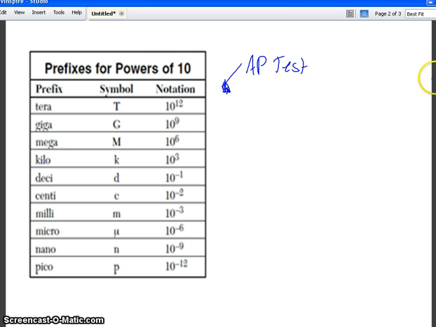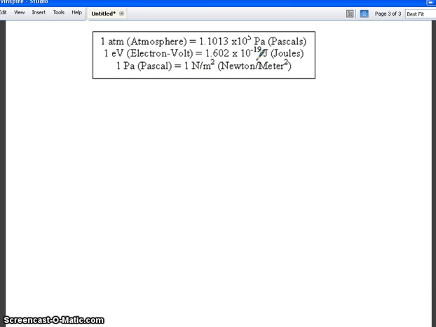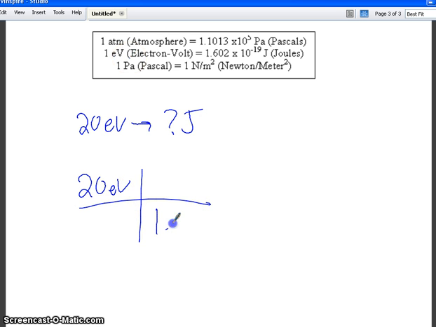You will have a list of these as well. One more thing, you're also going to have other random conversions, like an electron volt is equal to that many joules. It's the same thing. So let's say I have 20 electron volts. How many joules? Well, I put 20 electron volts here, and I put 1 electron volt on the bottom so I can cancel those out, and on top it's going to be 1.602 times 10 to the negative 19th joules. I don't have any cool little ways to do this easily for you. Basically, pull out your calculator, do 20 times that, and you will have your answer.